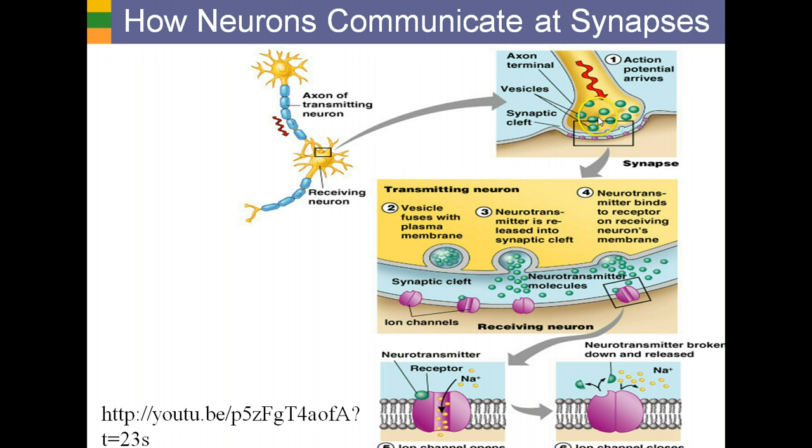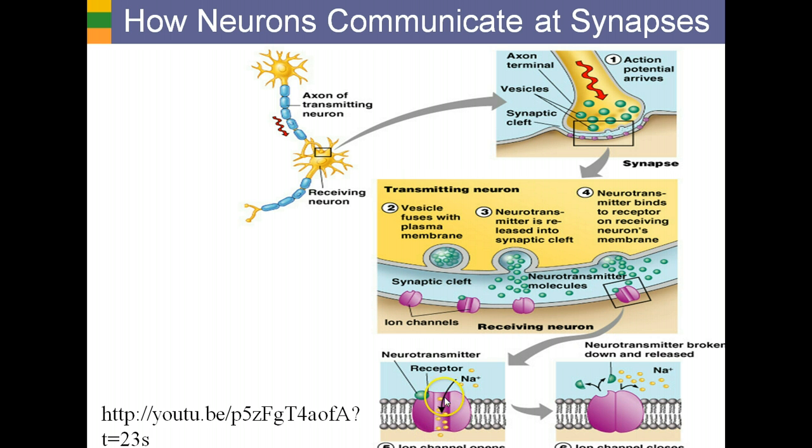Where are the neurotransmitters kept? They are kept in the axon terminal. You can see in the larger picture over here kind of the overall anatomy where the neurotransmitters are released into the synapse. The receiving neuron binds with the neurotransmitter and then releases it.